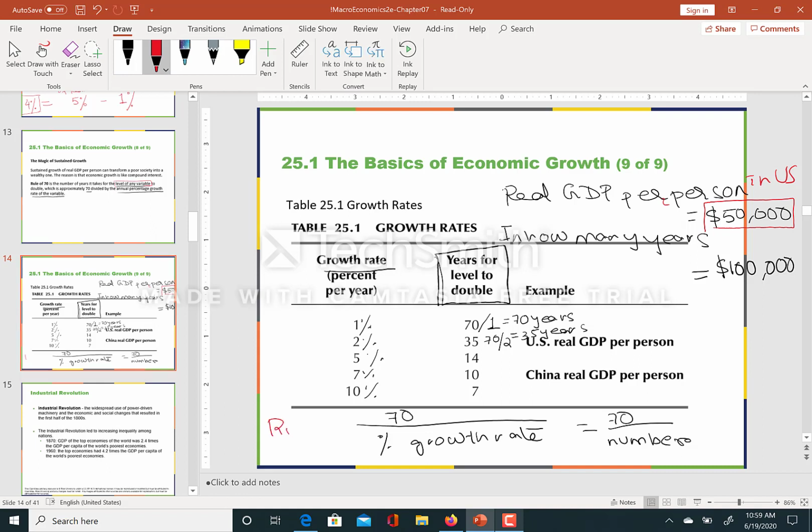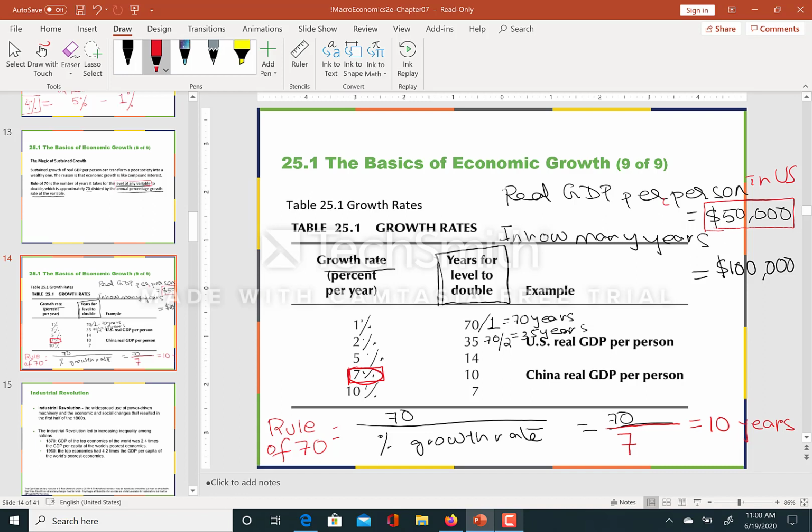When I'm using the rule of 70, I am not using any of these numbers, 50,000 or 100,000. What I'm just using is 70 over the percentage growth rate. I have 5 different percentage growth rates given to us. When I'm trying to calculate the number of years, I'm just going to look at this number 70, divided by the percent growth rate. Say, for example, if I circle this one, the percentage growth rate of real GDP per person is 7%. The rule of 70 will be 70 over 7. This is equal to 10 years, or in 10 years 50,000 becomes 100,000.